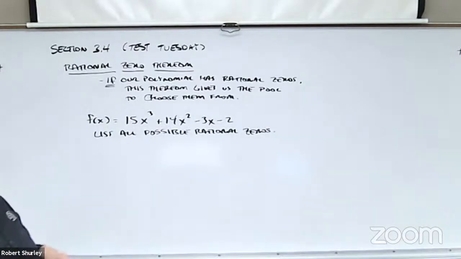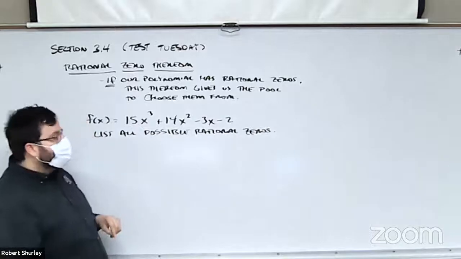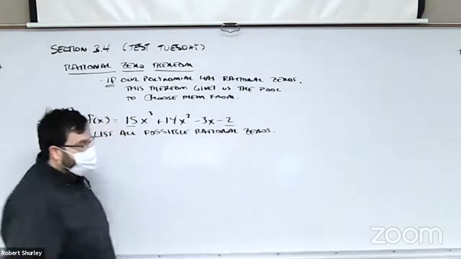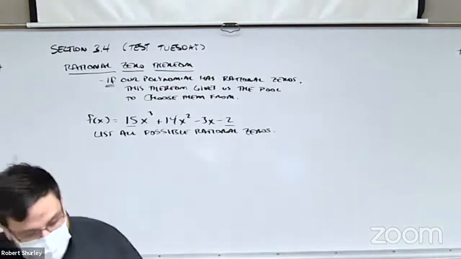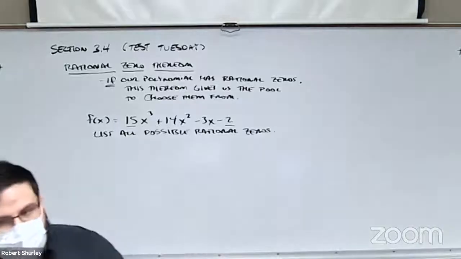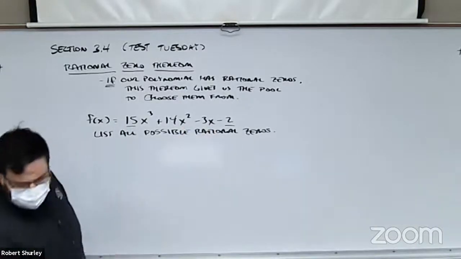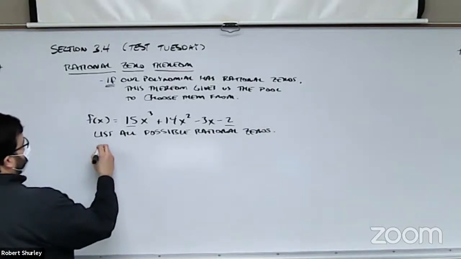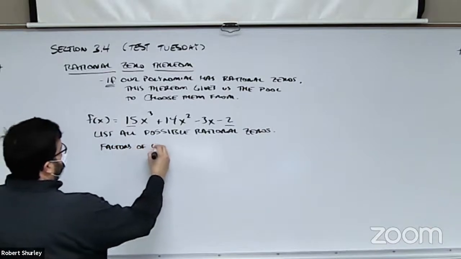The way we do this is, first off, you need to write this in descending order. And we're going to look at the leading coefficient and the constant. First, I'm going to find all the factors of the constant. It doesn't really matter which, but to put it in order, I'm going to do the constant first.